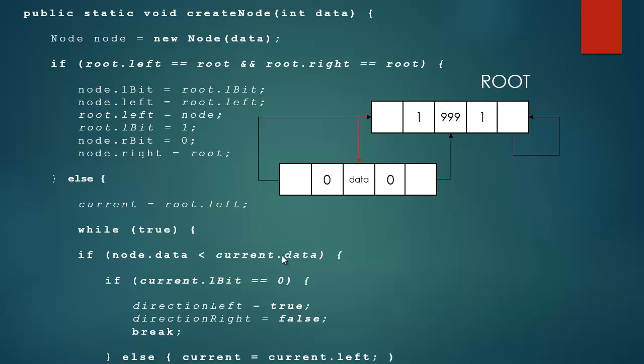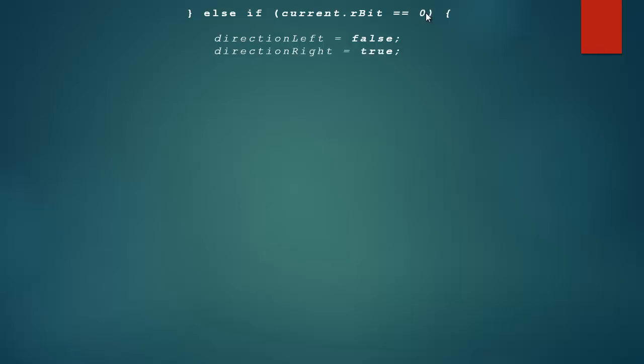If current.lbit is equal to 1, which means that there is a child node, so you move left. If there is no child node, it means that current.lbit is 0. Simple. Then else if current.rbit is equal to 0, which means that there is a thread, you can allocate the direction right as true and you move to the right. We'll get to what direction right equal to true means. Else, current.right is what we need to go to, because if rbit is equal to 1, we need to go to the right end of the binary tree.